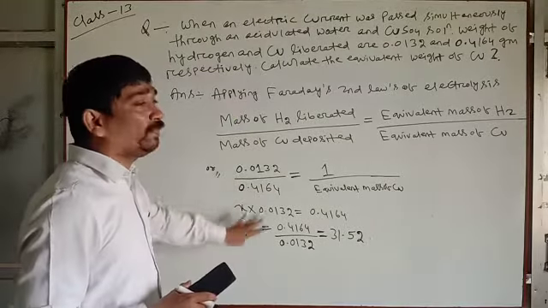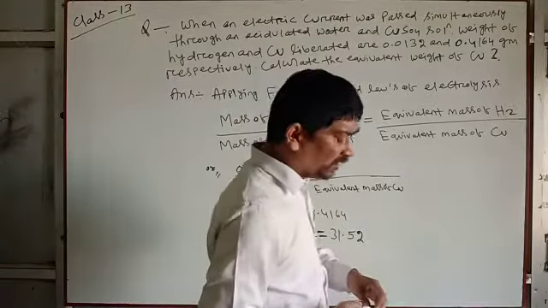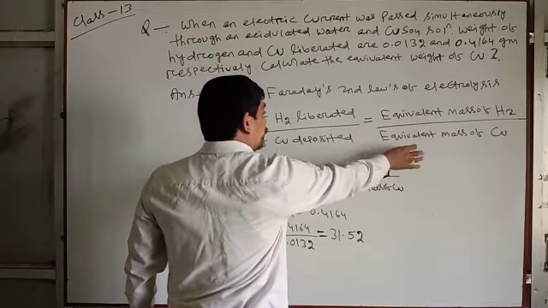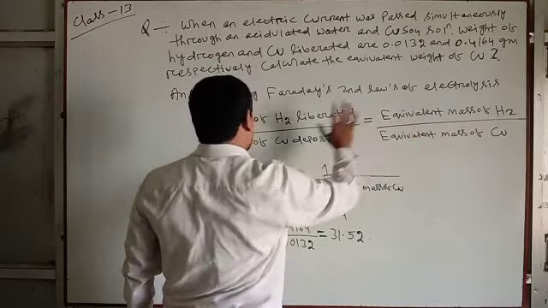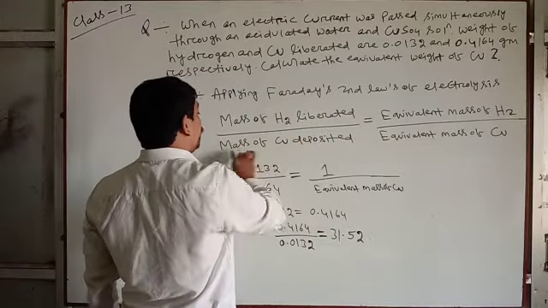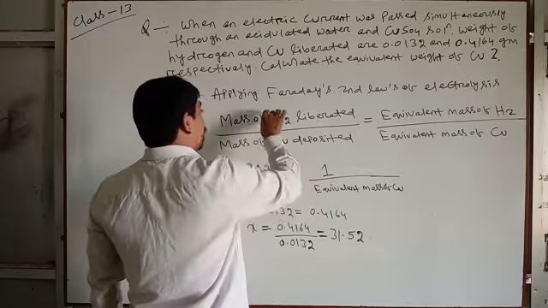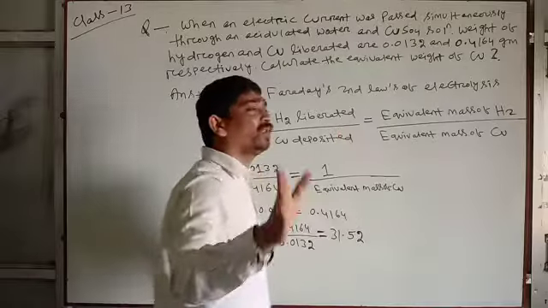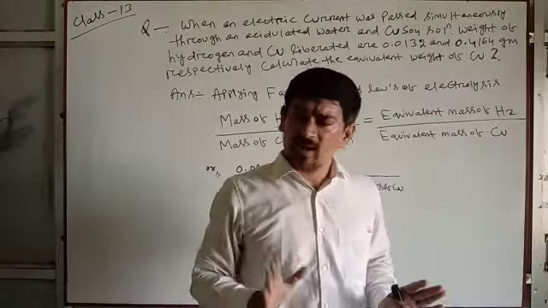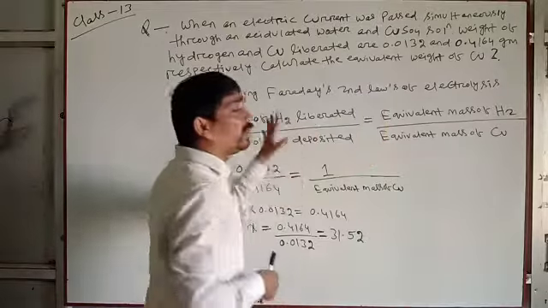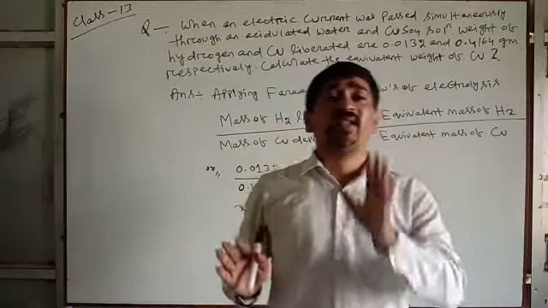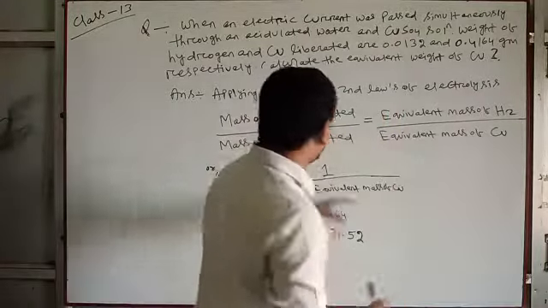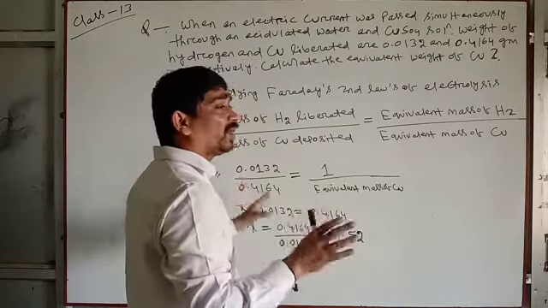Clear? So for this type of question, he will give the two equivalent masses. Suppose equivalent mass of copper and hydrogen is given, and mass of hydrogen is given. You have to calculate how much copper is deposited. Among these four things, three will be given, and the other you have to calculate. Clear? So this is the pattern of questions for Faraday's second law of electrolysis. This pattern of questions he may put in the council exams.